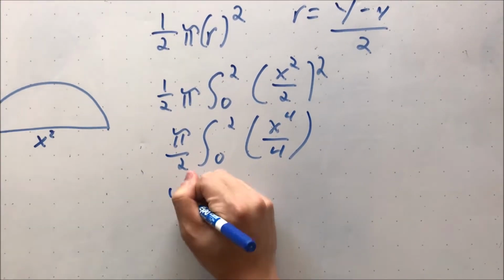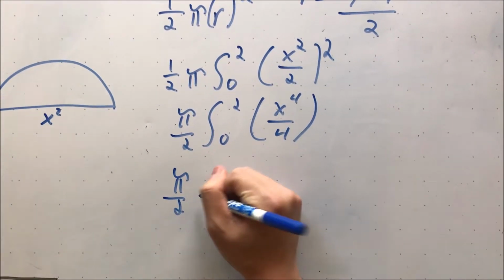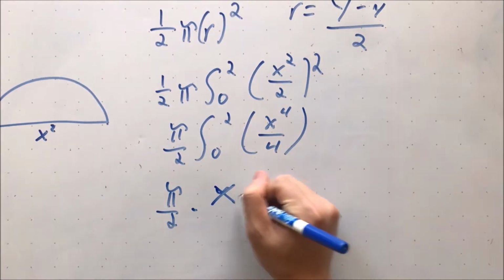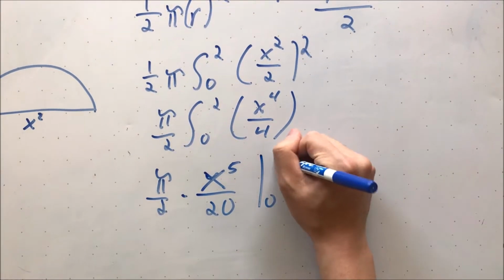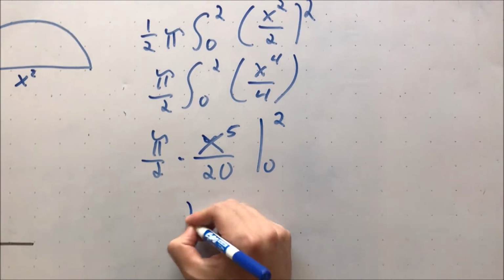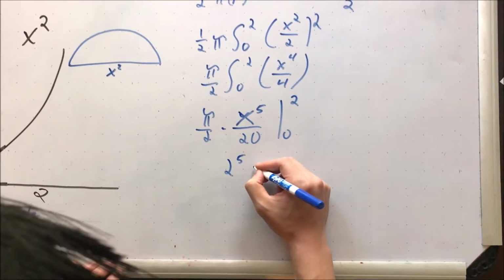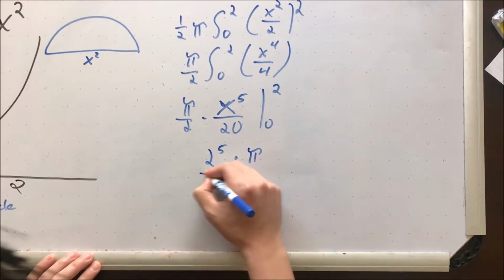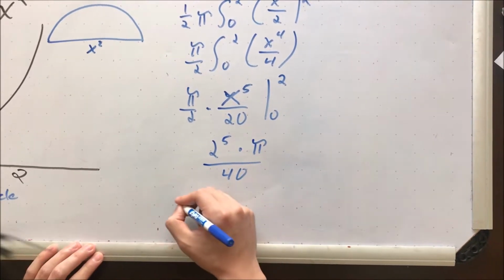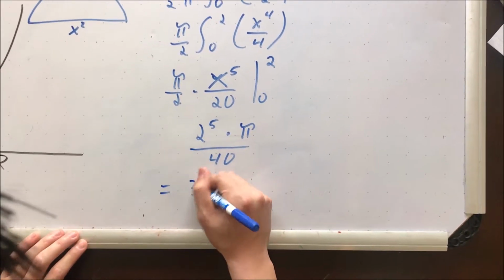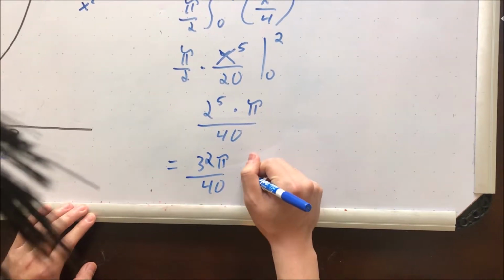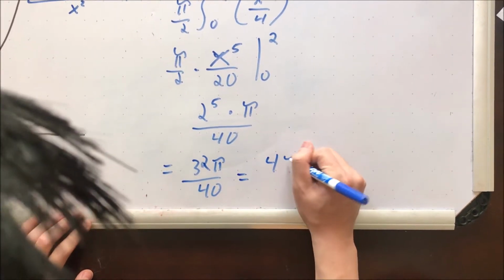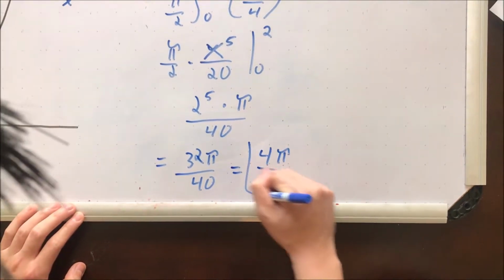Take the integral of that, giving you x to the fifth over 20, and you have to multiply that by pi over 2, and then you're going to evaluate it using f of b minus f of a, and you're going to get 2 to the fifth power times pi over 40. You're going to continue to simplify, 32 pi over 40, and then your final answer after simplifying again is going to be 4 pi over 5.